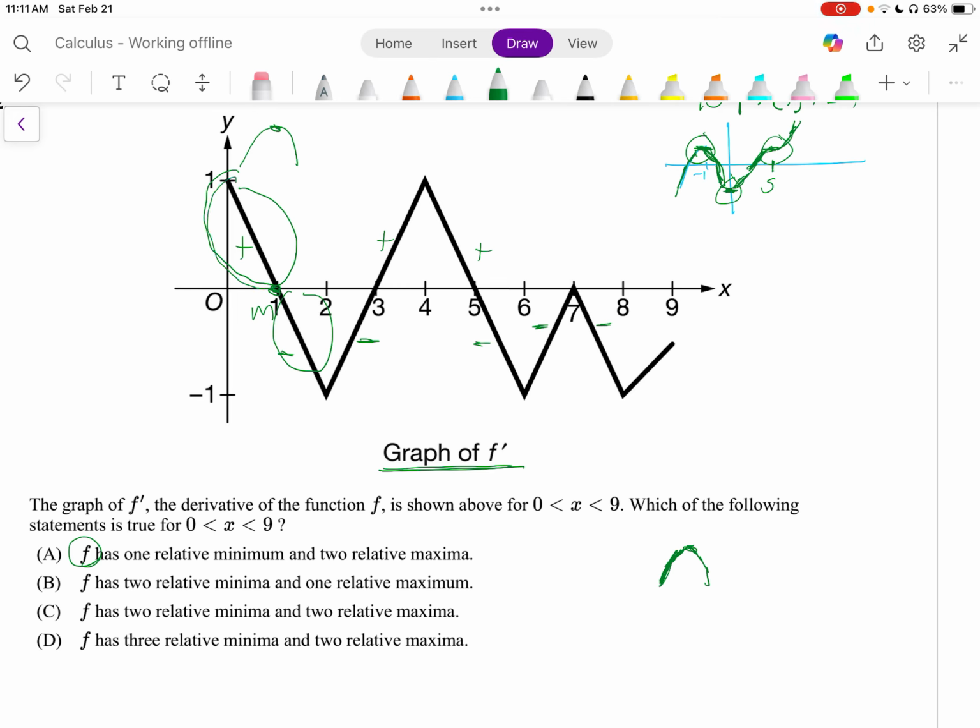Positive is above the x-axis. So positive to negative is a minimum. So this is a min. Negative to positive is a max. Positive to negative is a min. And negative to negative again is a point of inflection, which we're not concerned about. So we have 2 minimums and 1 maximum. B is our answer for number 12.